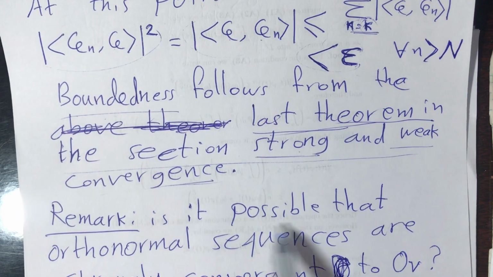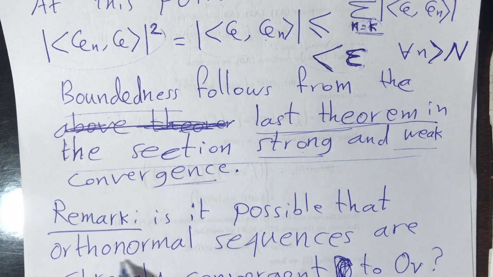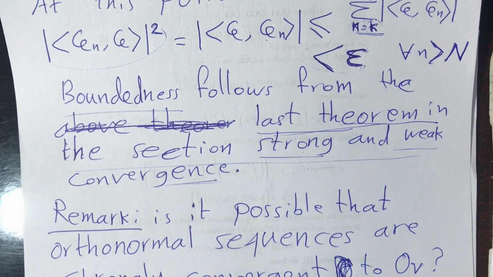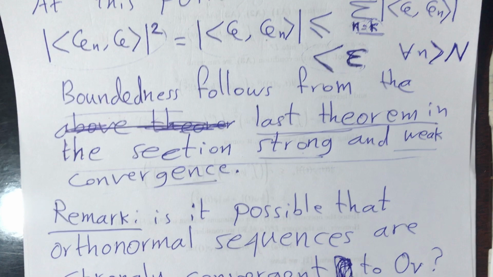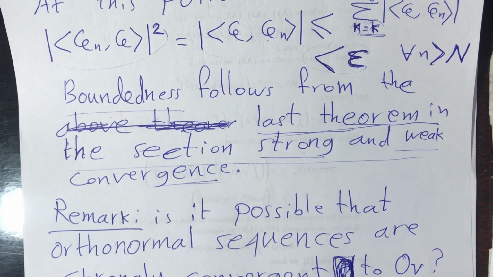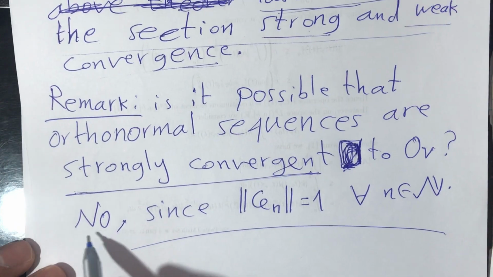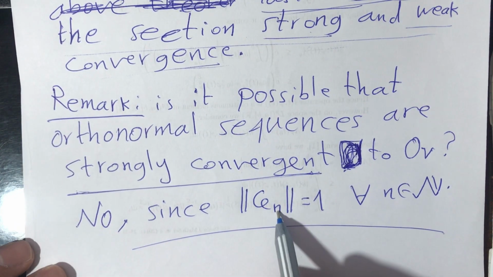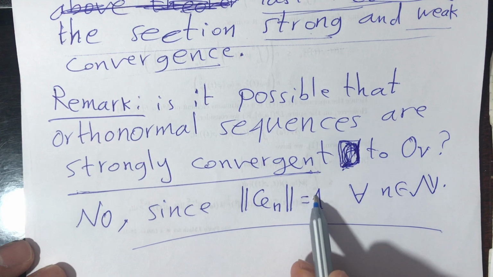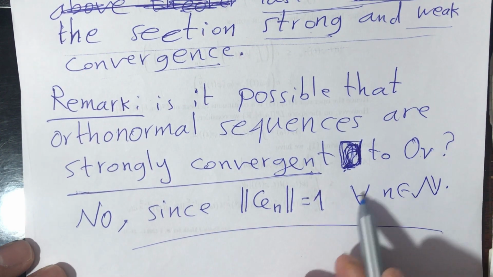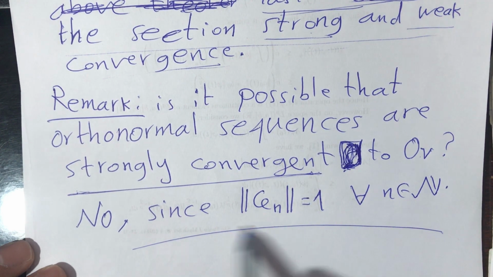About this remark: is it possible that orthonormal sequences are strongly convergent to 0? The answer is no, because the norm of phi n equals 1, so it is impossible for it to go to 0 for all n.